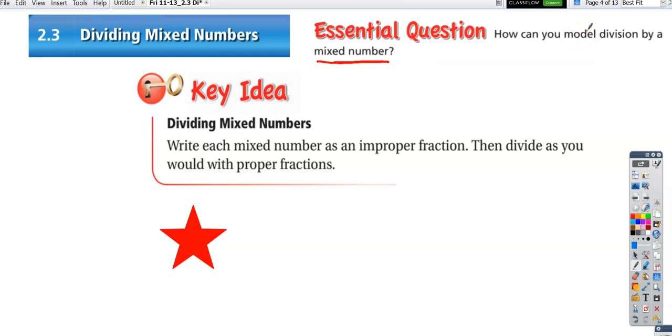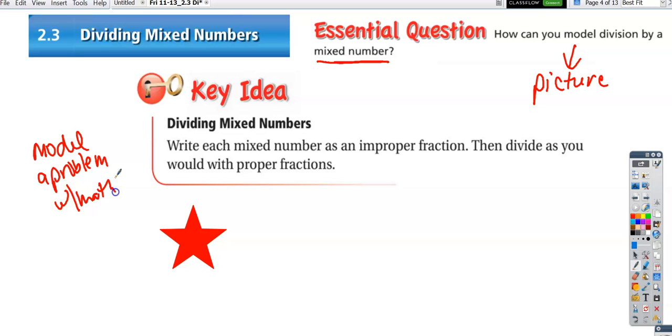A lot of times, when a teacher talks about a model, they're asking you to draw a picture. Now, there's also a math standard that asks you to model a problem. When you model a problem with math, that means you're solving a problem using math. And so those are the two different meanings of model.